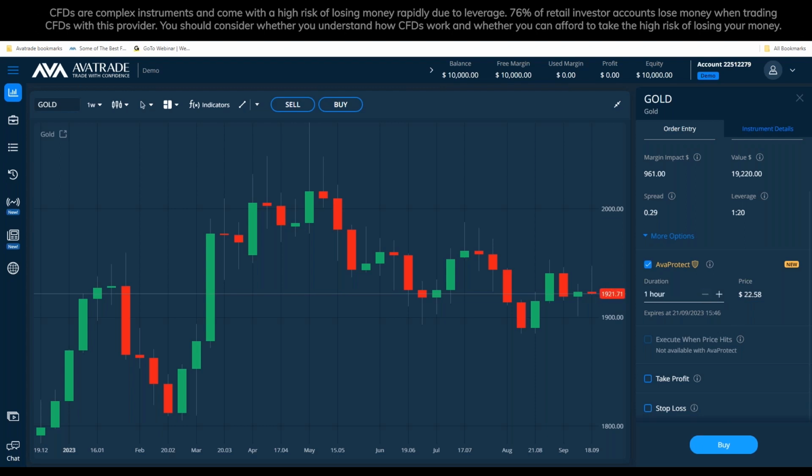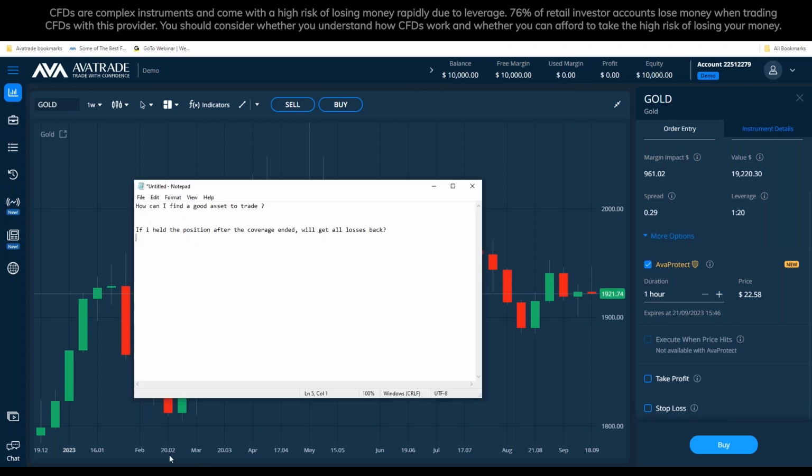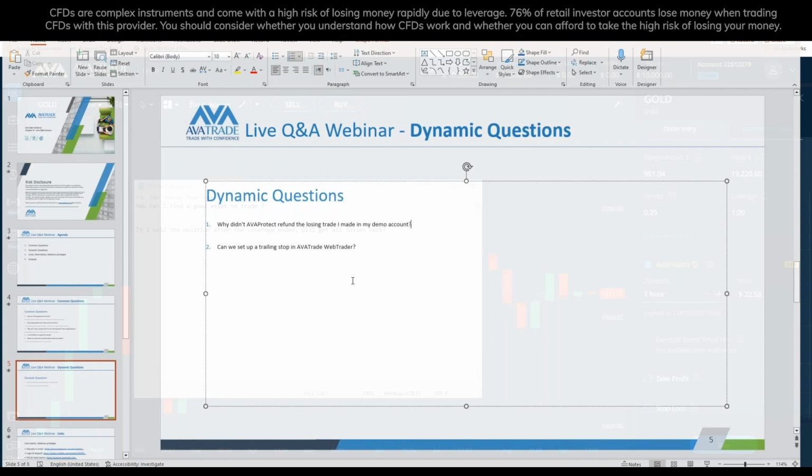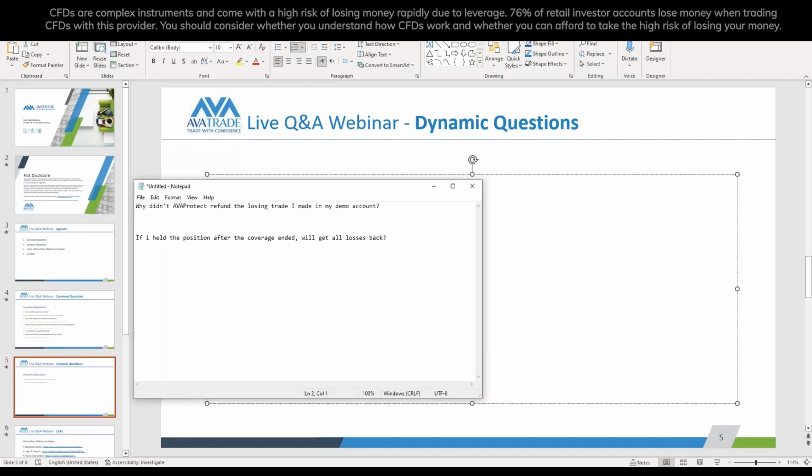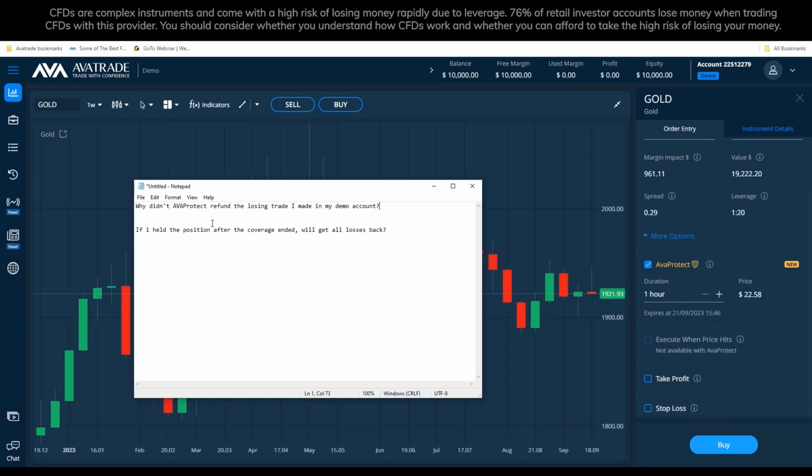So if I could cover for 1 hour and receive all of my losses back, even if I held it for long, it wouldn't make sense. This is why we designed it this way, right? Sorry, I didn't paste the right question. I forgot to paste the question here. Yes, so why didn't AvaProtect refund my losing trade?